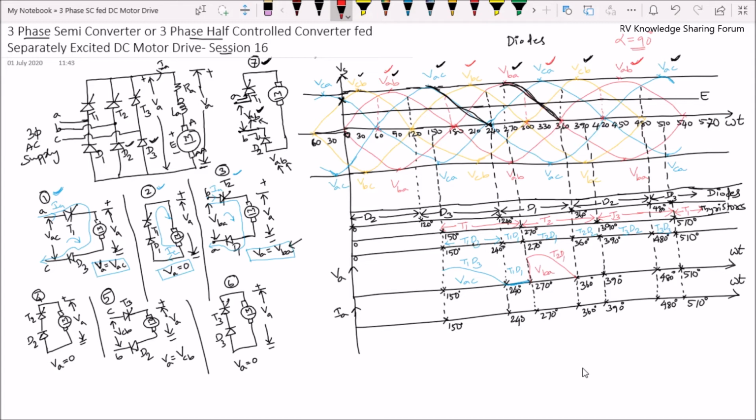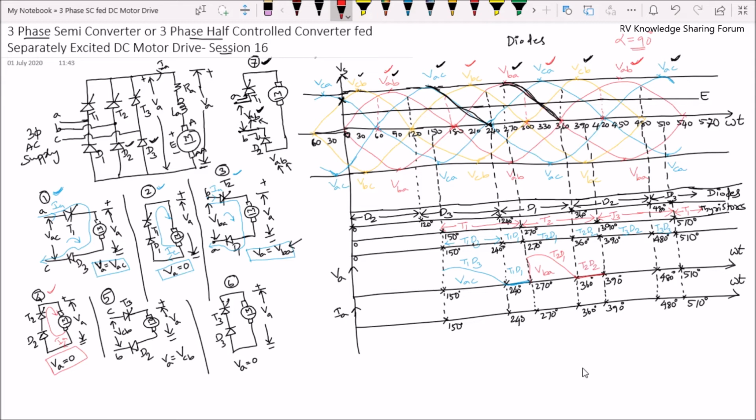Now from 360 degrees to 390 degrees, the thyristor T2 and diode D2 are conducting. For this, please refer to circuit 4. Here the armature current from the motor flows into the diode D2 and T2 and again to the motor. If you observe this circuit, there is a short. Under short circuit condition, the output voltage VA is equal to 0. So from 360 degrees to 390 degrees, there is no output voltage, that means output voltage is 0, where the thyristor T2 and the diode D2 are conducting.